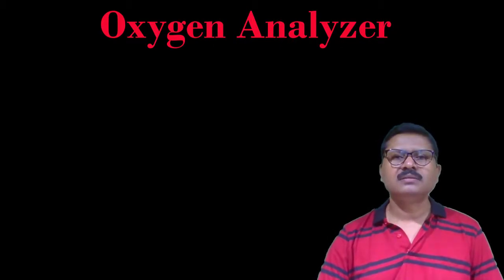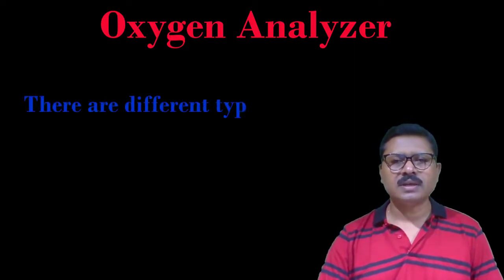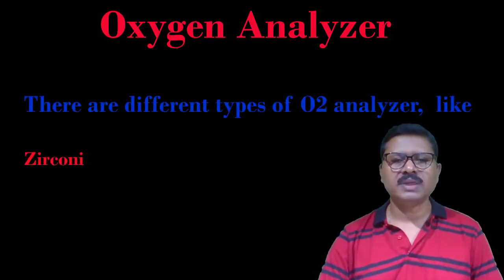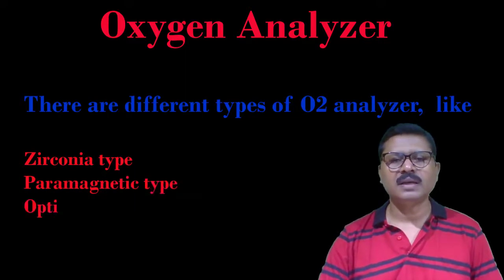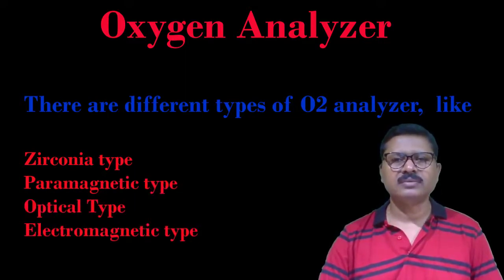Welcome. In this tutorial we are going to discuss the oxygen analyzer. There are different types of oxygen analyzer, like zirconium type, paramagnetic type, optical type, electromagnetic type. In this tutorial we are going to discuss the paramagnetic type oxygen analyzer.